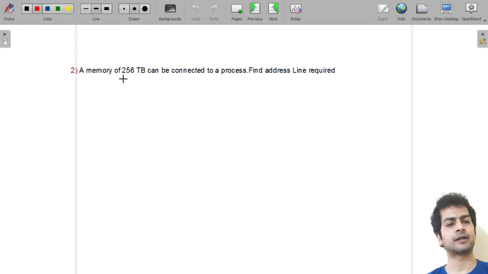Now, if we take another example, a memory of 256 terabyte can be connected to a processor. Find the number of address lines. So if we write the formula 2 to the power n is equal to big N, here big N is given, that is the total number of memory locations which are connected. It is given, that is 256 terabyte, and we have to find the number of address lines. So we can write it easily: 2 to the power n is equal to 256 terabyte.